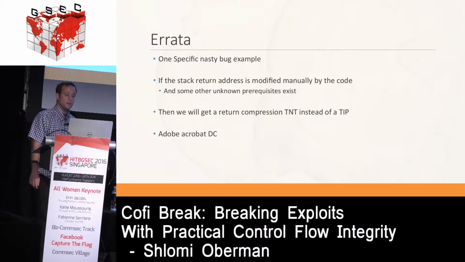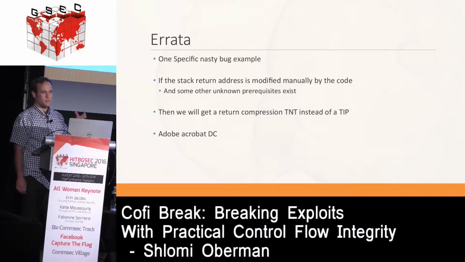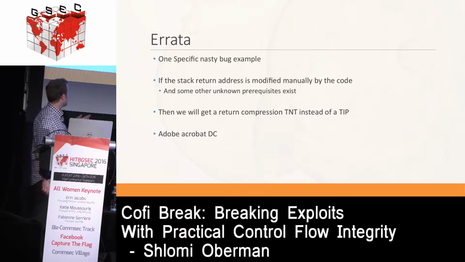One specifically nasty bug happens with Adobe DC, or certain versions of Adobe DC. If a stack return address is modified manually by the code, if the code goes and puts a specific return address in the stack, and some other prerequisites, right? This doesn't always happen. Then we will get a special TNT packet instead of a TIP packet. This will completely destroy the analysis state, and this has to be handled. Once again, some reversing and some case-by-case handling.